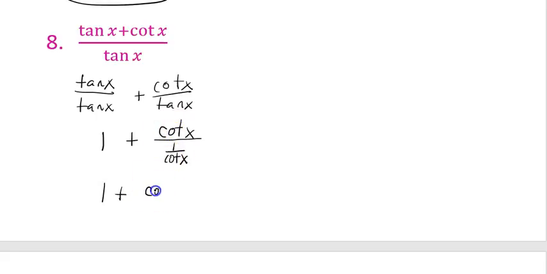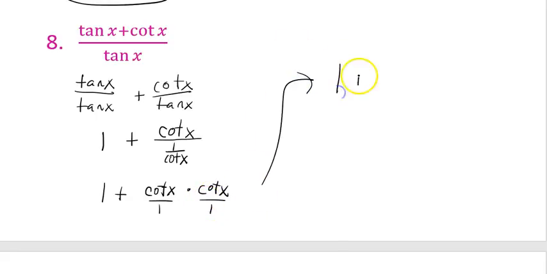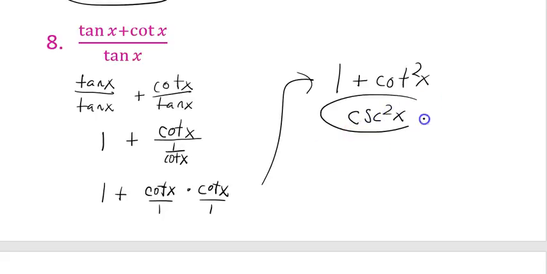So I keep the top, I flip the bottom, and multiply. And again, this one's over 1 too, so that gives me 1 plus cotangent squared. This should be something now that I recognize, and 1 plus cotangent squared is one of my Pythagorean identities. I can replace it with cosecant squared. And I'm down to one piece. A lot simpler to look at than the original problem.